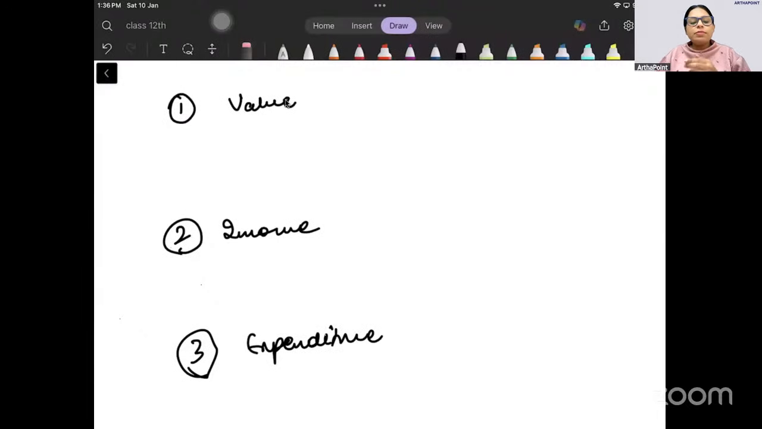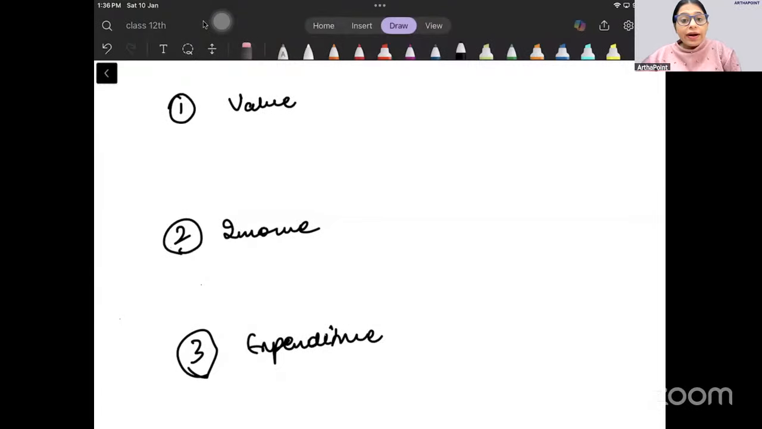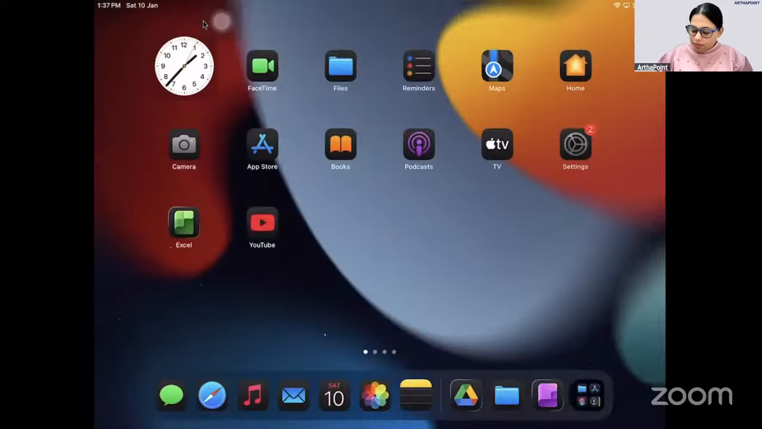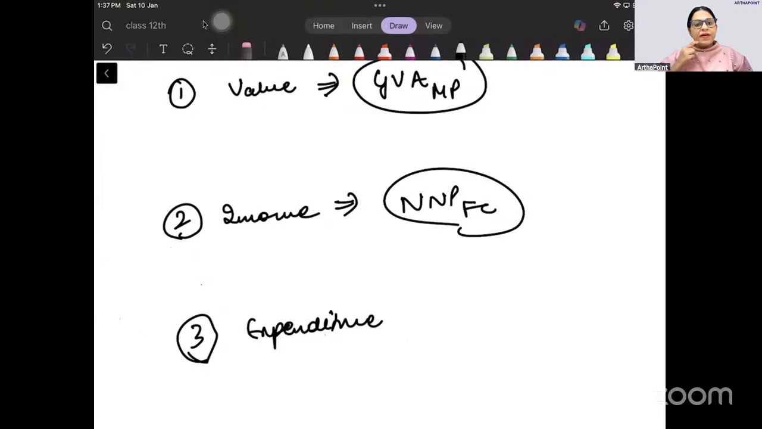You also have to remember which method gives what. If I talk about the value added method, what exactly is it giving? Is it giving me gross or net? When I talk about the income method, what is it giving me? All those things you have to remember. The value added method gives us gross value added at market price. The income method gives us NNPFC, and the expenditure method gives us GDPMP.